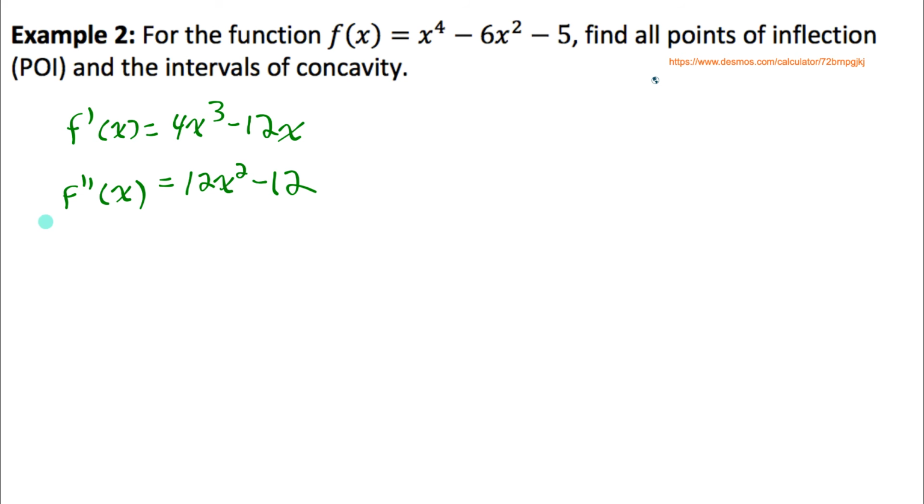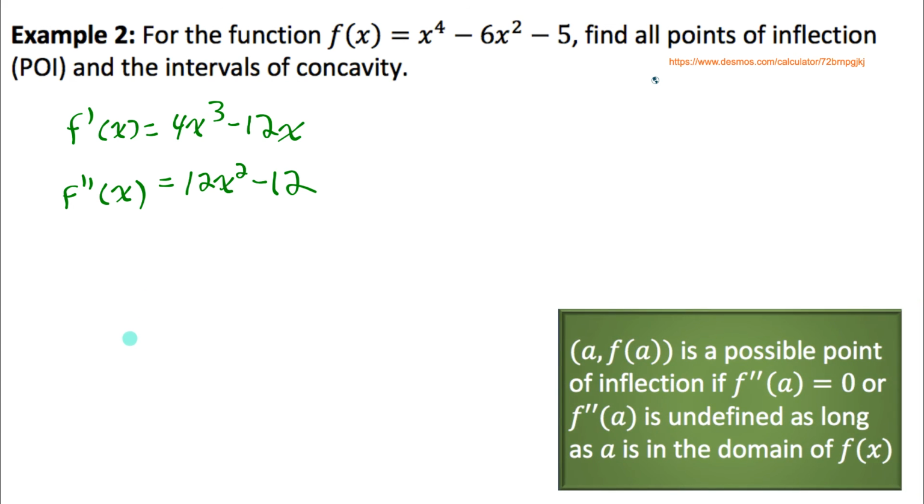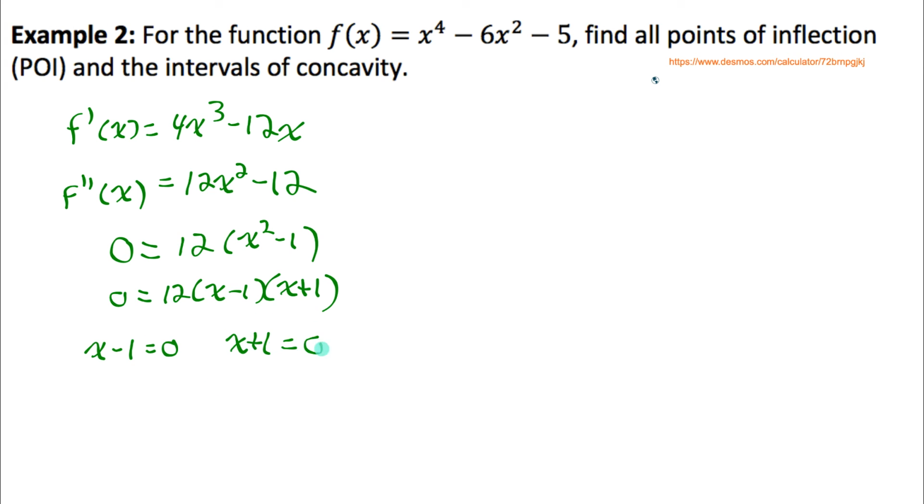And now we need to use this equation to find possible points of inflection. It would be a possible point of inflection if I can find an x value that makes this be 0 or undefined. Well, it's a quadratic once again, so it can't be undefined, but it could be 0. I'll solve for when this could be 0. Let me just common factor out a 12 from both terms. Notice I have a difference of squares. So (x minus 1)(x plus 1). Set each factor to 0 and solve. And I get 2 x values, which could indicate points of inflection.